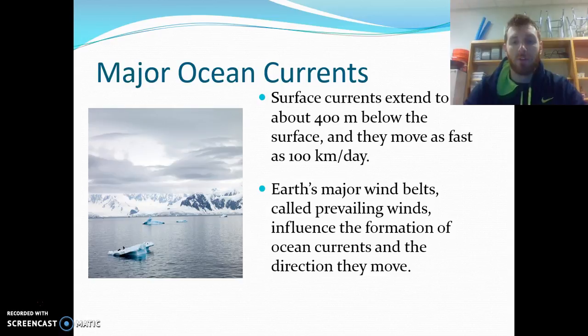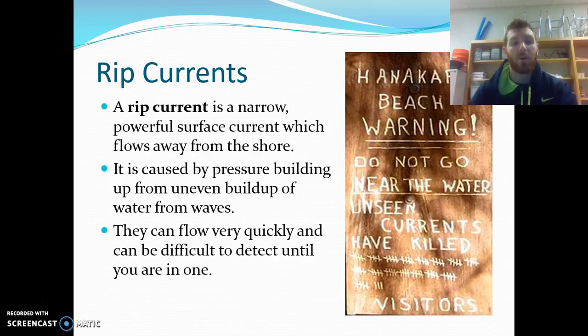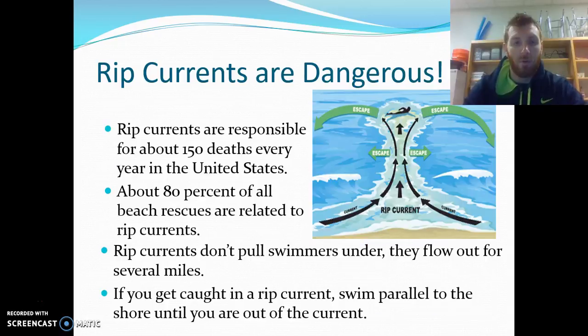Earth's major wind belts, called the prevailing winds, influence the formation of ocean currents and the direction that they move. A rip current, which you've probably heard of if you've ever been to the beach, is a narrow, powerful surface current which flows away from the shore. It's caused by pressure building up from uneven buildup of water and waves, and they can flow very quickly and can be difficult to detect until you're in one, which is why your parents always tell you to be careful of that rip tide or rip current when you go to the beach. It's what you can feel tugging at your ankles when you're in the water.